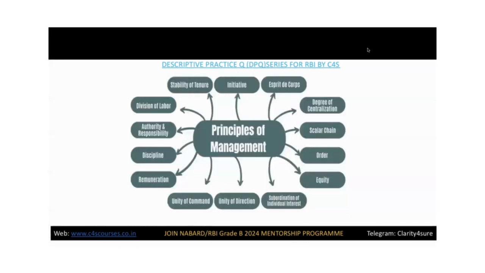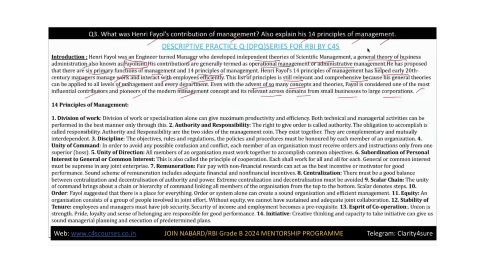A small image actually illustrates the 14 principles of management of Fayol. This you can use as a revision aid when you will be preparing for mains. It will be very handy for you to quickly revise the 14 principles that have been propounded by Fayol. Okay. So let's dig into these 14 principles of management. The first one is division of work.